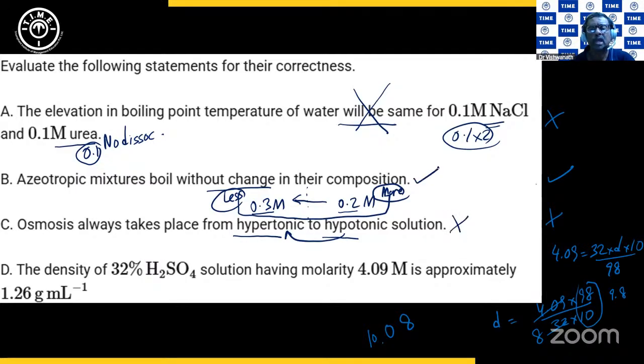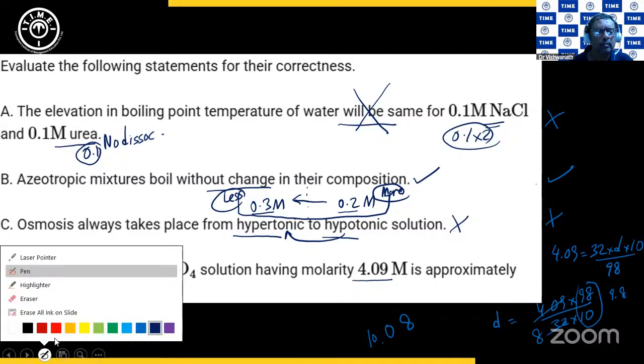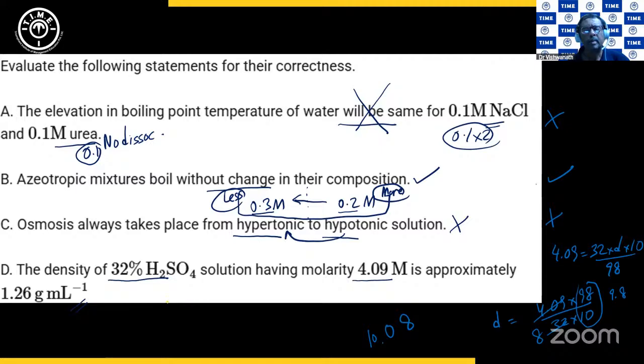The second one is true. B is true. A is not true. C is also not true. Look at the D bit. Density of 32% H2SO4 having a molarity of 4.09 molar is approximately 1.26 gram per ml. That we'll do here. It was shown there, but we'll do it afresh because there is sufficient time.